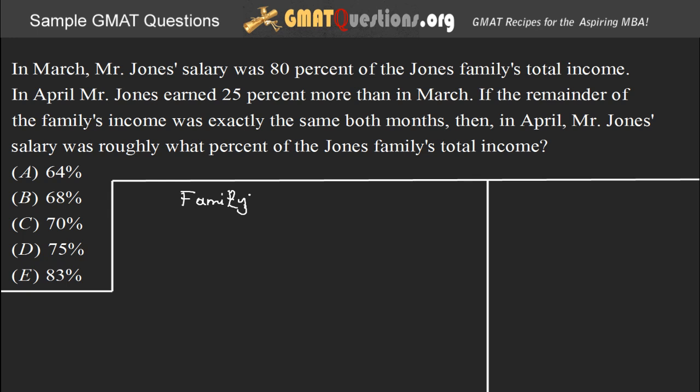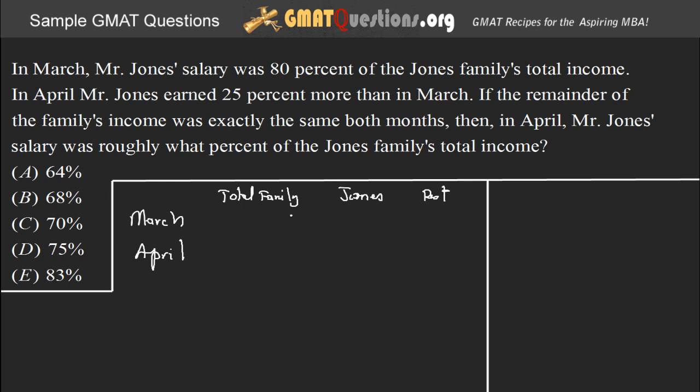Okay, let me write this down better actually. Okay, quickly. So March, April. So we have total family salary. We have Jones. And we have the rest of the family. Okay?